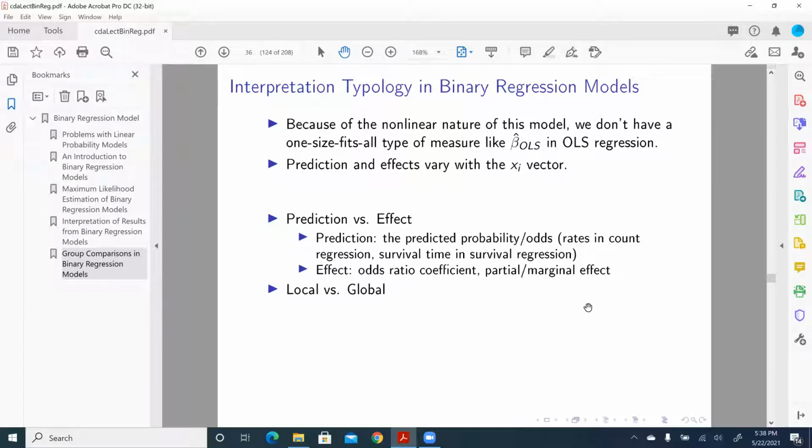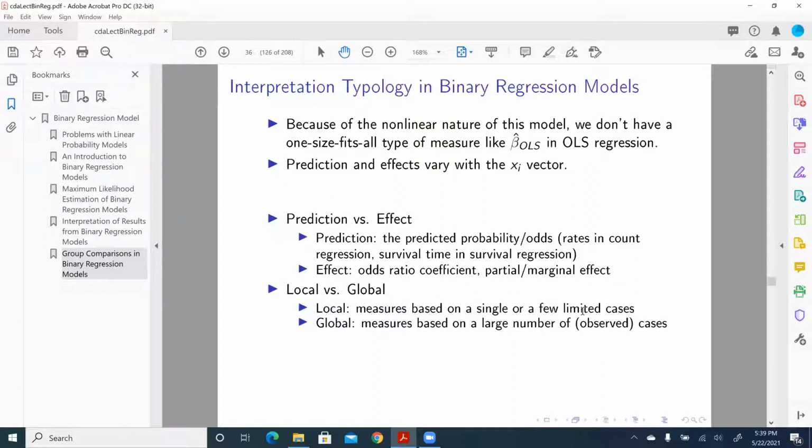The second dimension is what I call local versus global measures for interpretation. When I say local, it means measures based on a single case or a few limited cases. So it could be a predicted probability given the X vector at a hypothetical or observed location, either within or out of sample.